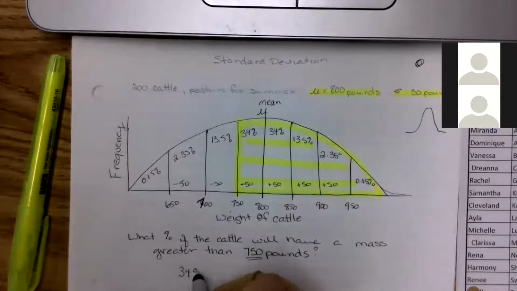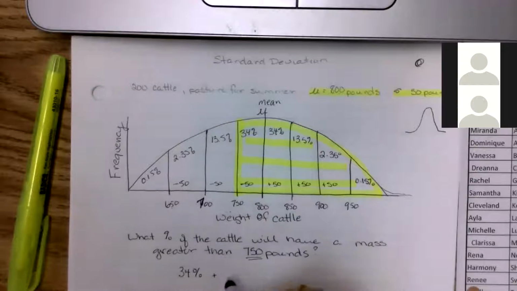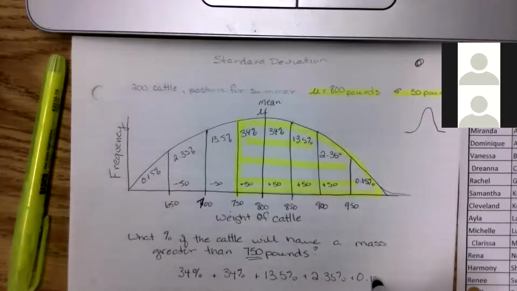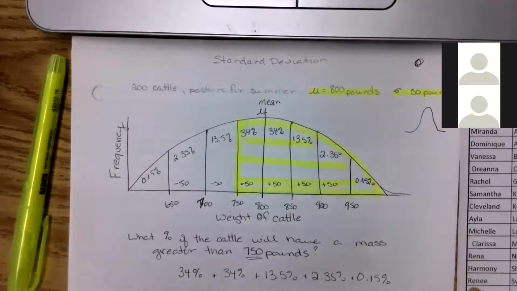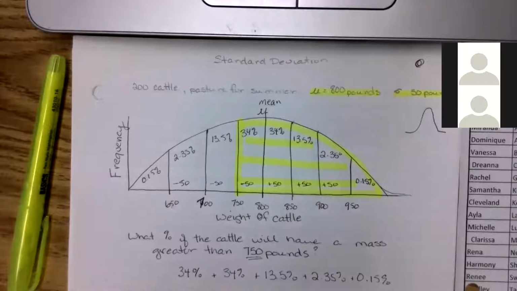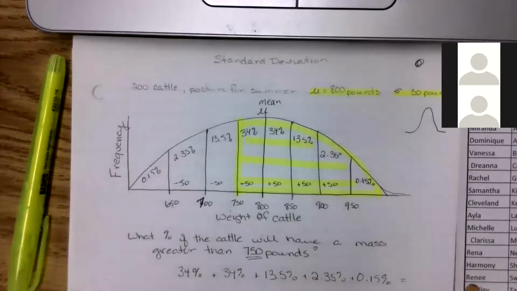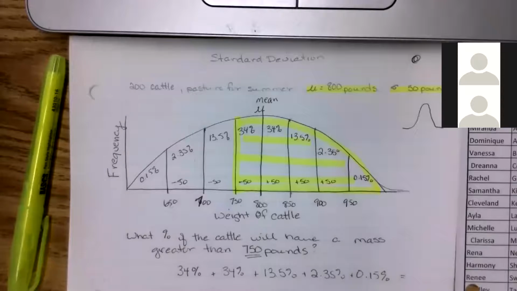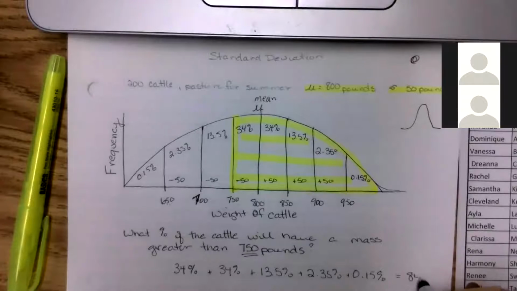We go 34% plus the other 34% plus 13.5% plus 2.35% plus 0.15%. Hey, Sammy, when you add that up, what do you get? 2 seconds. No worries. The rest of you should be doing it. I got 84. That's good. That's what I think you should have got. There we go.